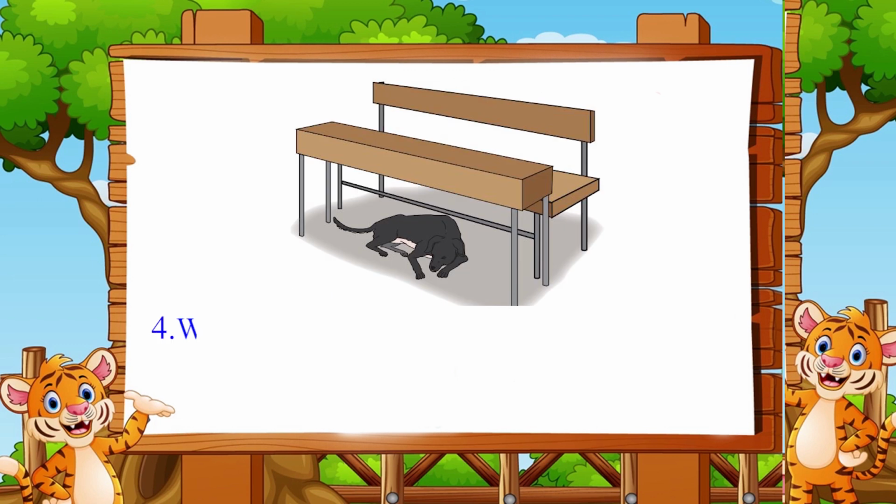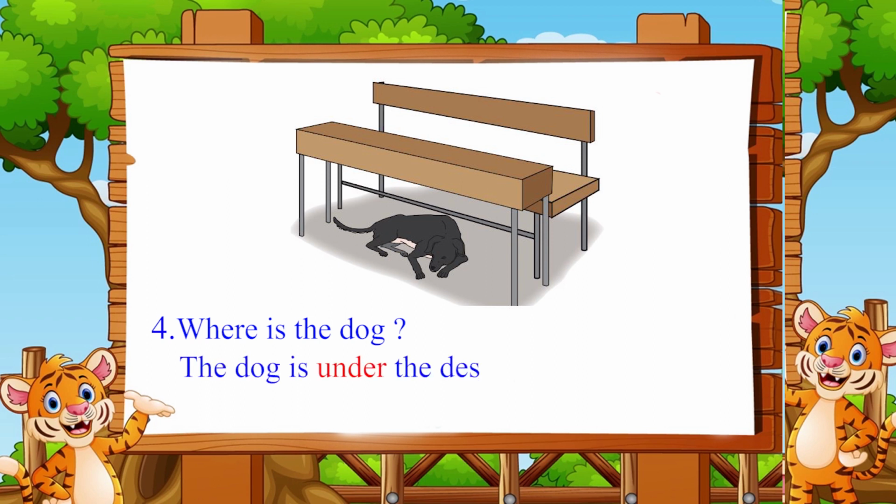And number 4, where is the dog? If you say, the dog is under the desk, the dog is under the desk, you are right.